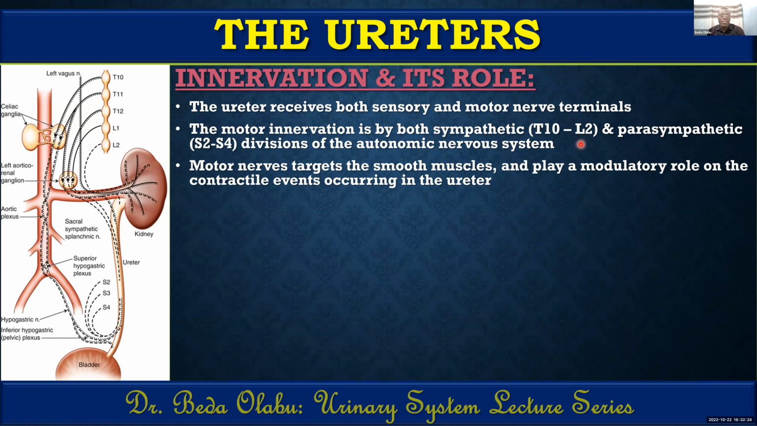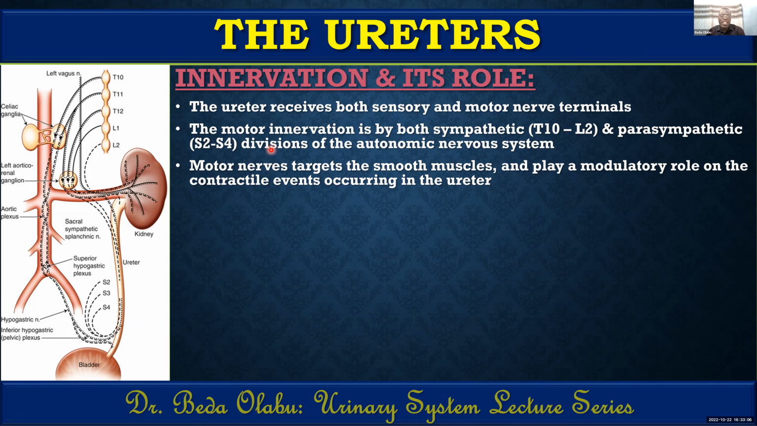The motor nerves target the smooth muscles. So these autonomic nerves target the smooth muscles within the wall of the ureter. And the role of this innervation is basically to play a modulatory role. They don't quite initiate events, they just modulate the contractile events that occur within the ureter. Remember, it is made up of smooth muscles, so it has some intrinsic contractions in itself, but the sympathetic and parasympathetic offer a modulatory role on these contractions.